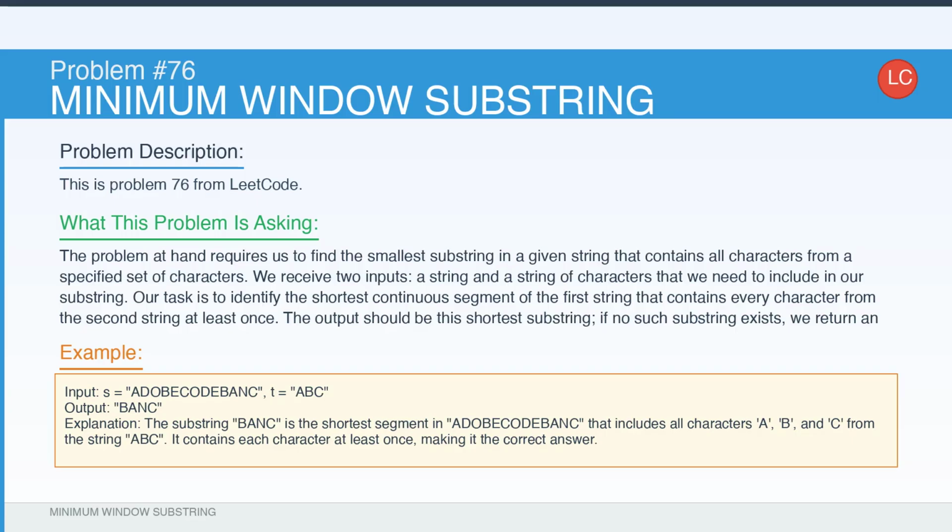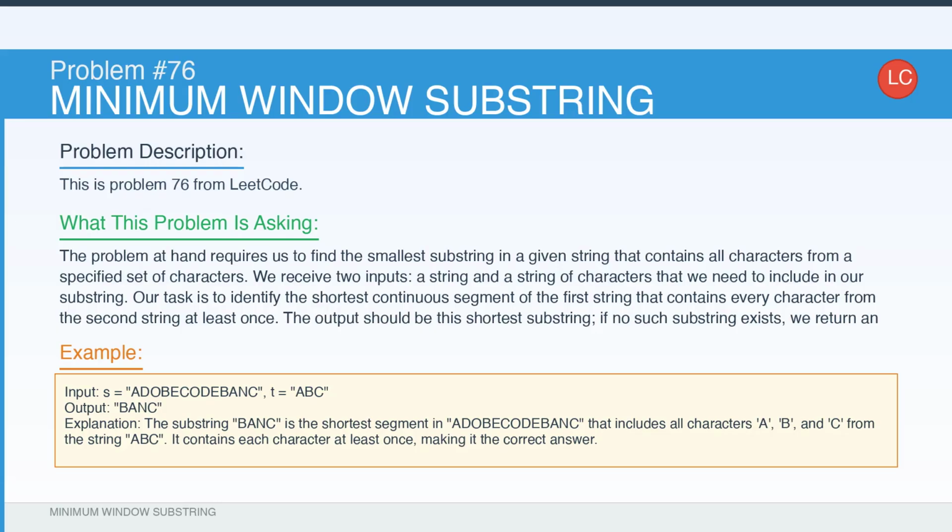Today, we delve into an intriguing problem from LeetCode titled Minimum Window Substring. This challenge invites us to explore the fascinating world of string manipulation and algorithmic design. The crux of the problem is to identify the smallest contiguous substring within a given string that encompasses all the characters from a specified set.